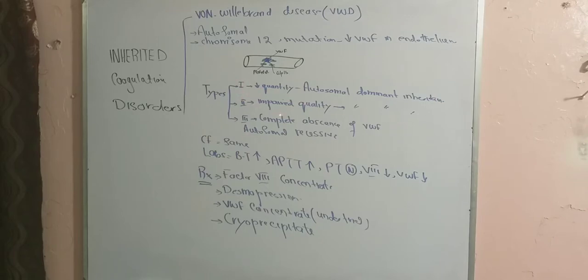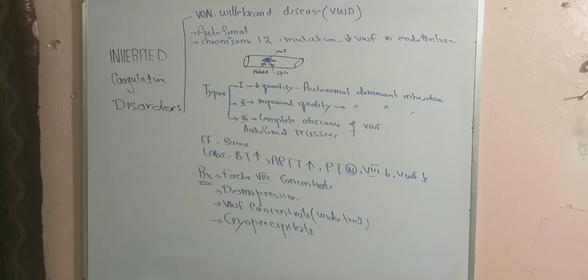In type 2, impaired quality, but the quantity is not affected. Again, this is autosomal dominant. And the most dangerous one is type 3, which is the complete absence of the von Willebrand factor, and it is autosomal recessive. The clinical features are almost the same as those of the hemophilias.